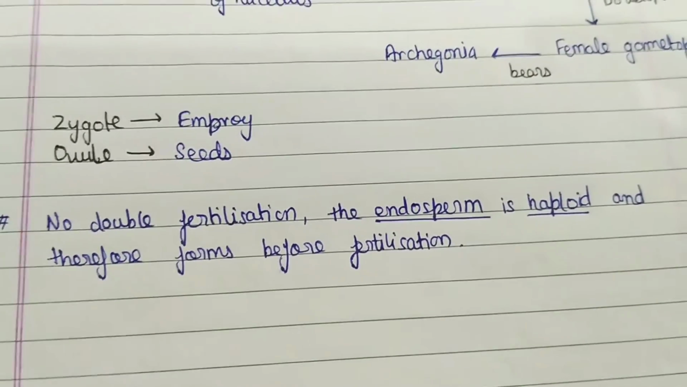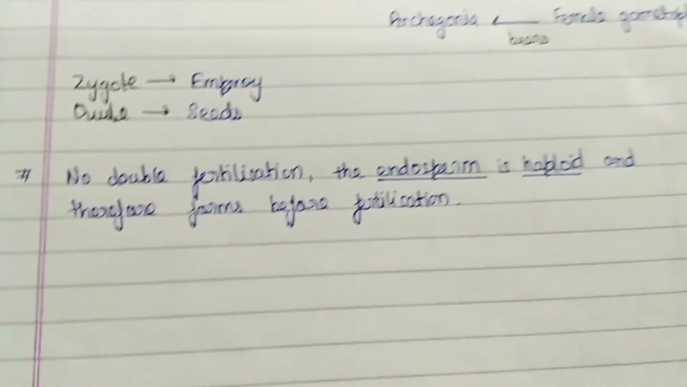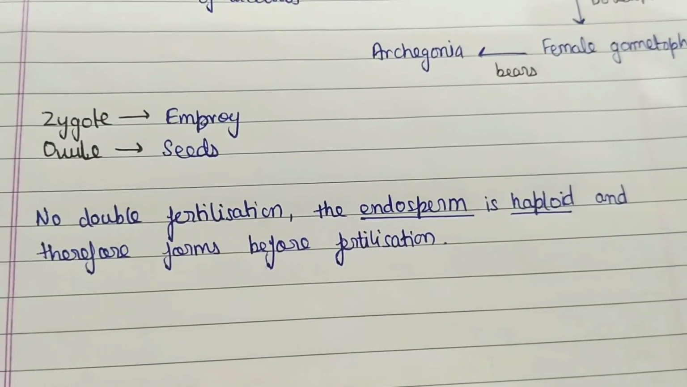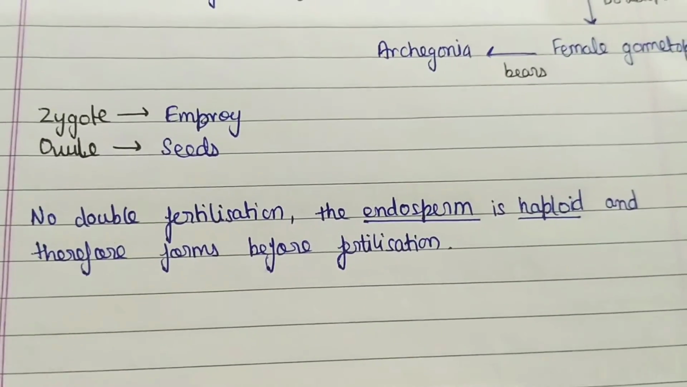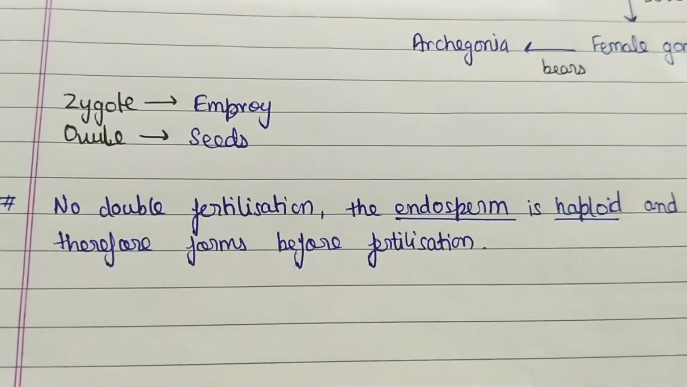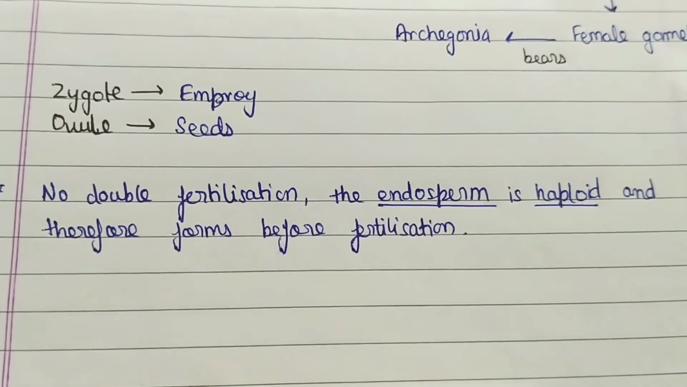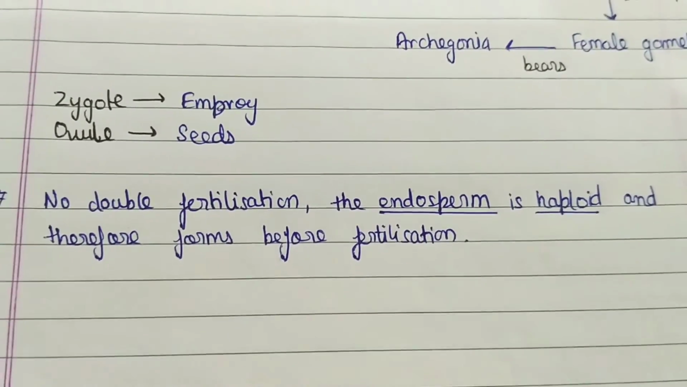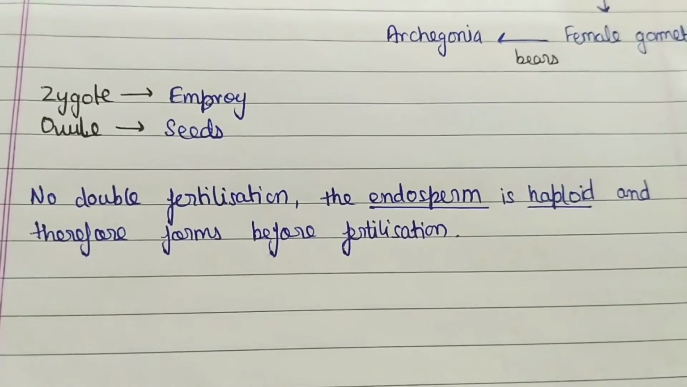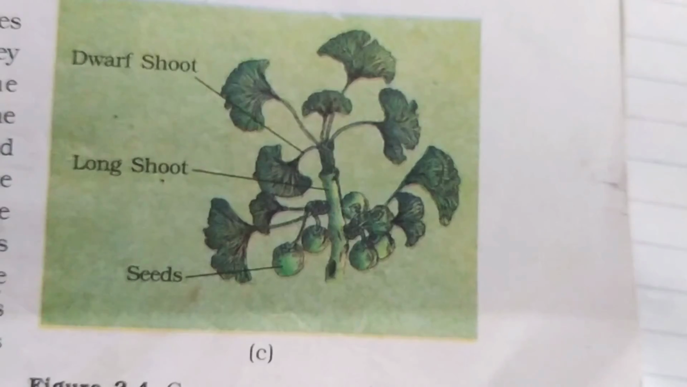There is no double fertilization in gymnosperms, so the endosperm is haploid. Endosperm was haploid even before the fertilization, and it will remain haploid even after the fertilization. So endosperm is said to form before fertilization. This is the only reason that we say that endosperm forms before fertilization.